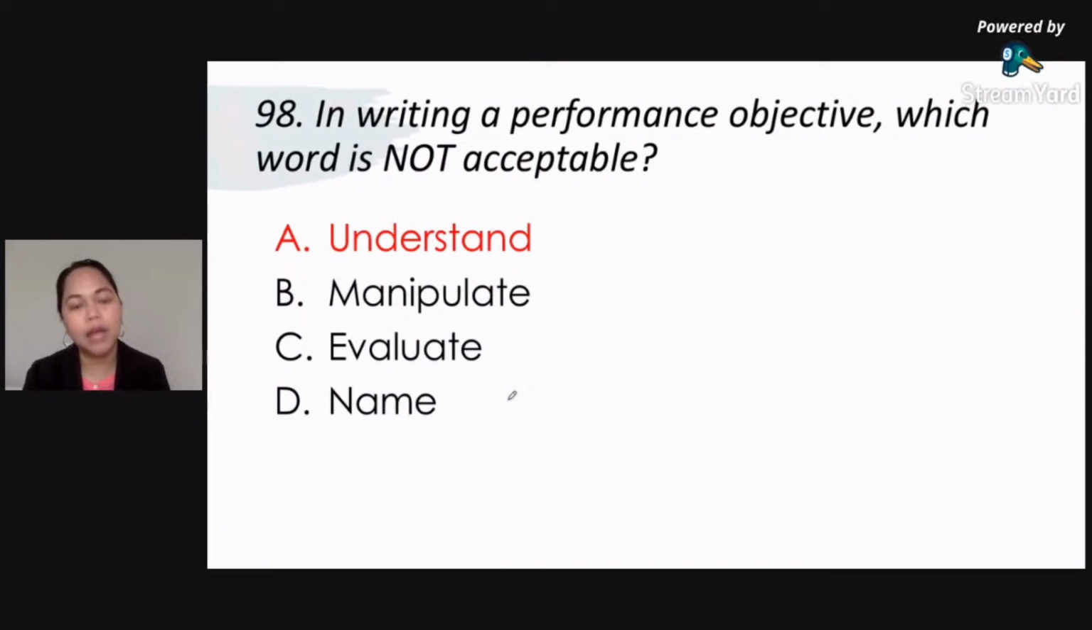If you make a lesson plan and you have, for example, sa lesson plan nyo, at the end of the session, 75% of the students should be able to understand the laws of learning according to Thorndike. Hindi po siya pwede. Iko-cross out po yan ng inyong supervisor, ng inyong assistant principal, because understanding is very difficult to measure. Okay? So hindi po ginagamit yung understand when you make a lesson plan. Pwede pong manipulate, evaluate, name, identify, compare, contrast, all the other verbs that you can use. Okay, so letter A is the correct answer.